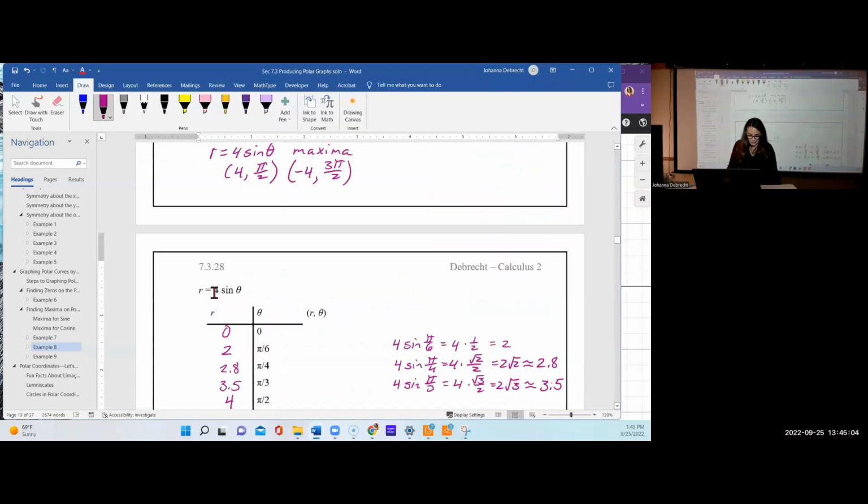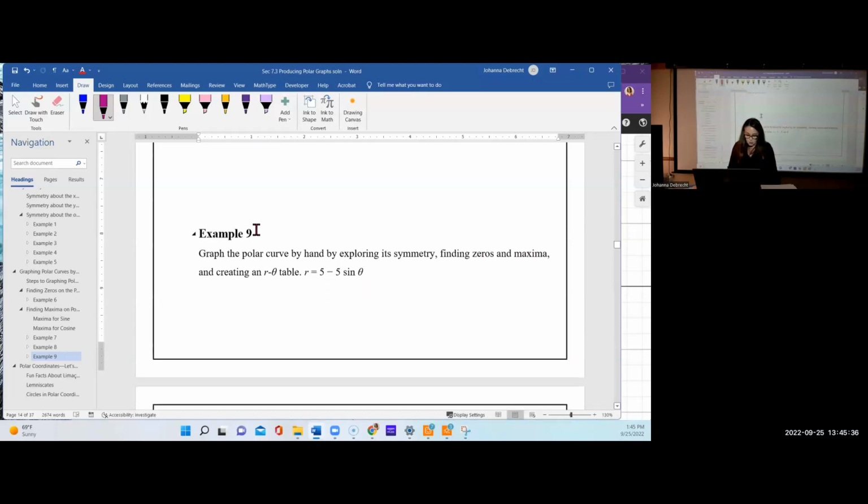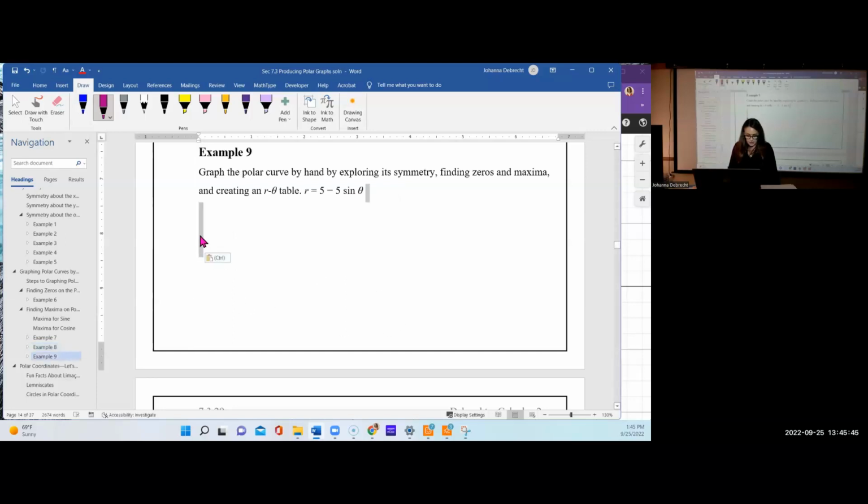Let's now take a look at the next problem. In the next problem, we're essentially doing the same thing again. But on this problem, we're looking at the equation 5 minus 5 sine of theta. And we want to graph this one by exploring symmetry, finding zeros and maxima, and creating an R theta table. So we're going to skip doing the R theta table, but we will take a look at the symmetry. Then we'll look at finding zeros and the maxima.